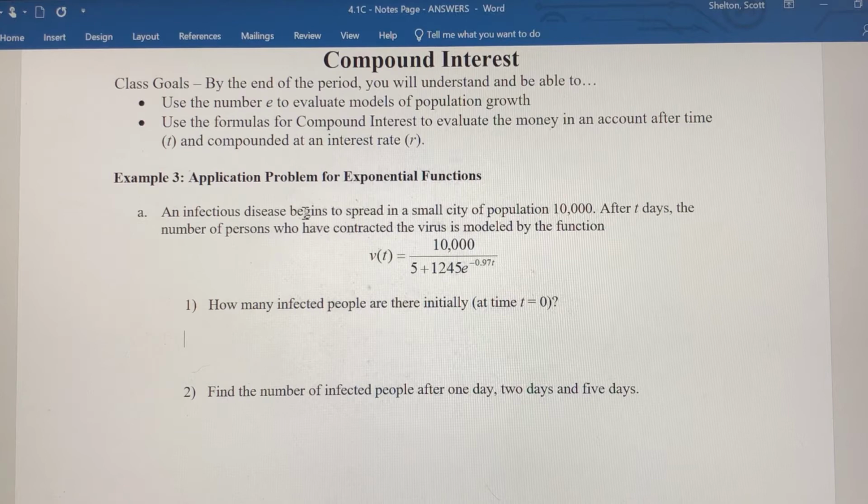An infectious disease begins to spread in a small city of population 10,000. After t days, okay, any number of days, the number of persons who have contracted the virus is modeled by the following function, okay? V of t equals 10,000 over the sum of 5 and 1245 e to the negative 0.97t, okay?